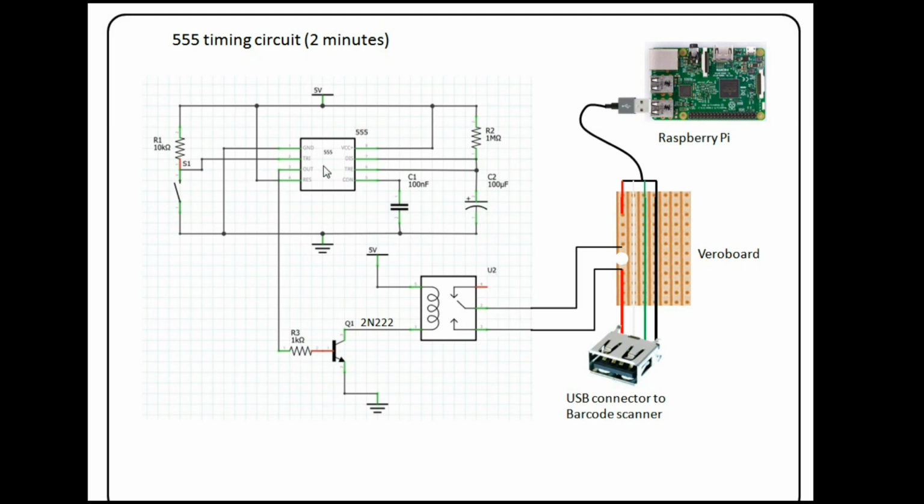555 timers are really cheap to buy. They're pennies. I think I bought 100 for about £5.